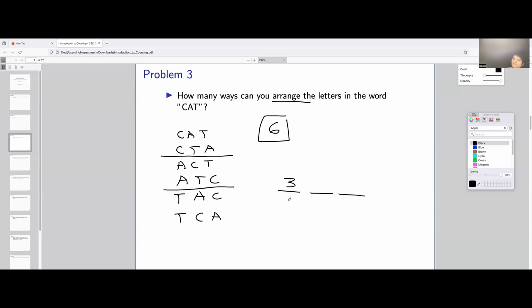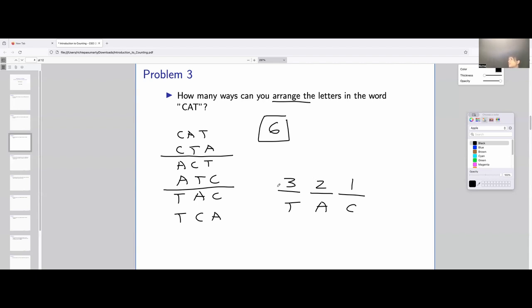Okay, now I've placed this first letter. Let's say I put a T. All right, so now I have two different choices for what can be my second letter. So I can pick either of the two, so there's two ways. Okay, let's say I put in A. At this point, my last letter is guaranteed. So there's really only one way, and that letter is going to be C, and there's only one way.